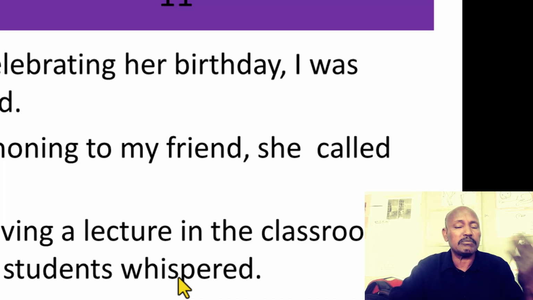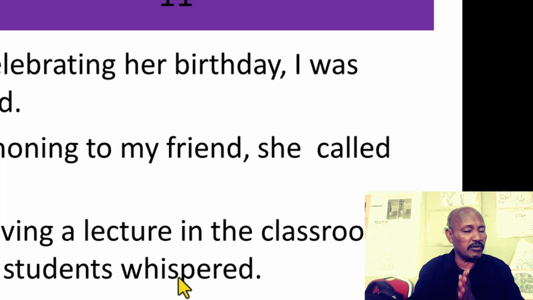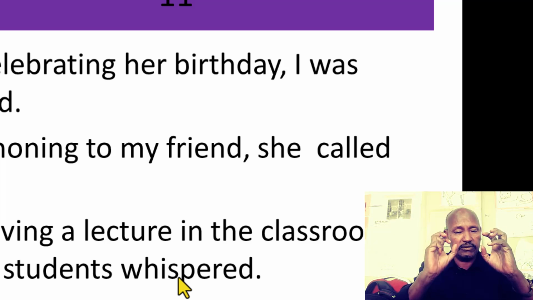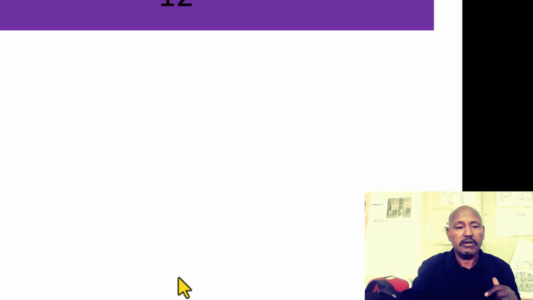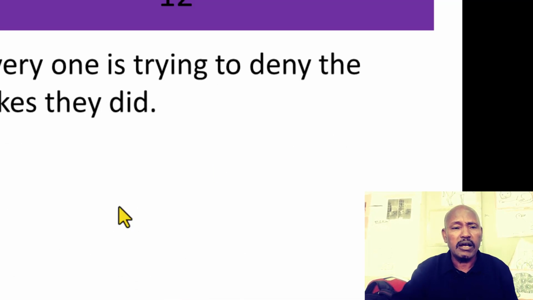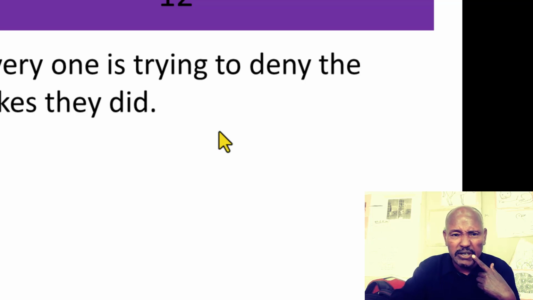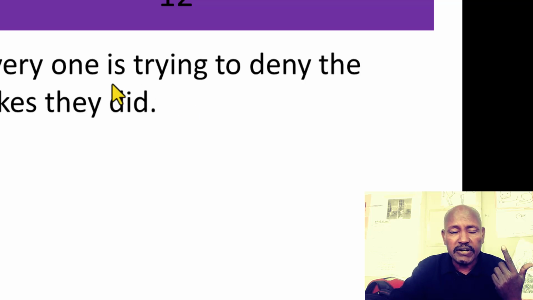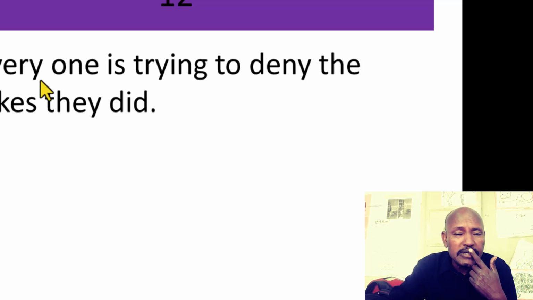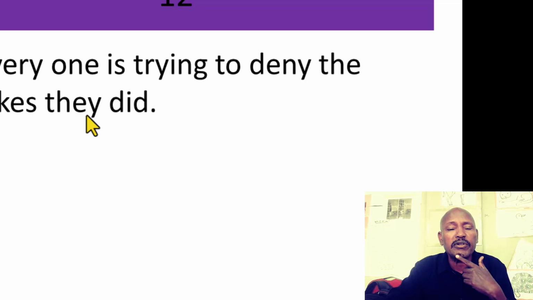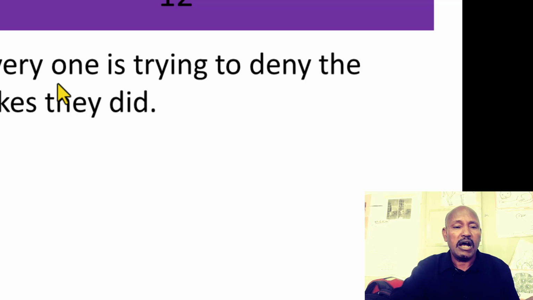You can just use one of these ways of correcting this dangling modifier. Absolutely right, it's clear. I think another question here. Everyone is trying to deny the mistake they did. What kind of mistake does this sentence have here? It is a very simple single sentence, it doesn't have any dependent clause. But the problem is here, the pronoun referent problem. The pronoun or the antecedent referent.